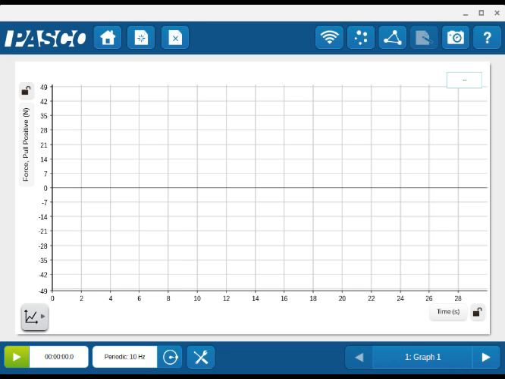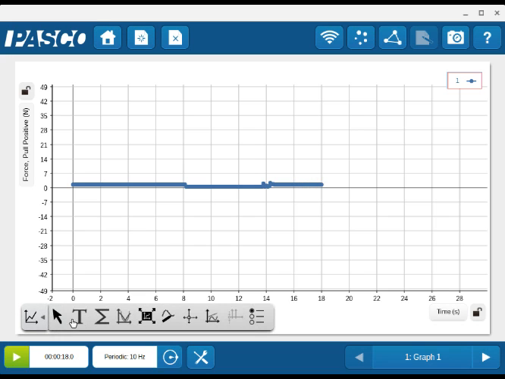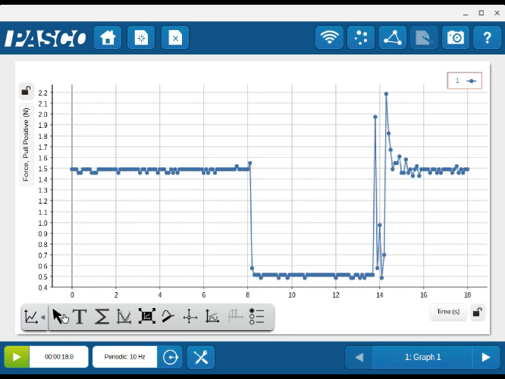Let's collect some data. This is without any, this is just the mass hanging. And then let's pick up the mass, and it should zero out. And I'm going to drop the mass in 3 2 1. There we go. All right, so that's unimpressive, but I think that you'll have more. There we go. That's more like it.